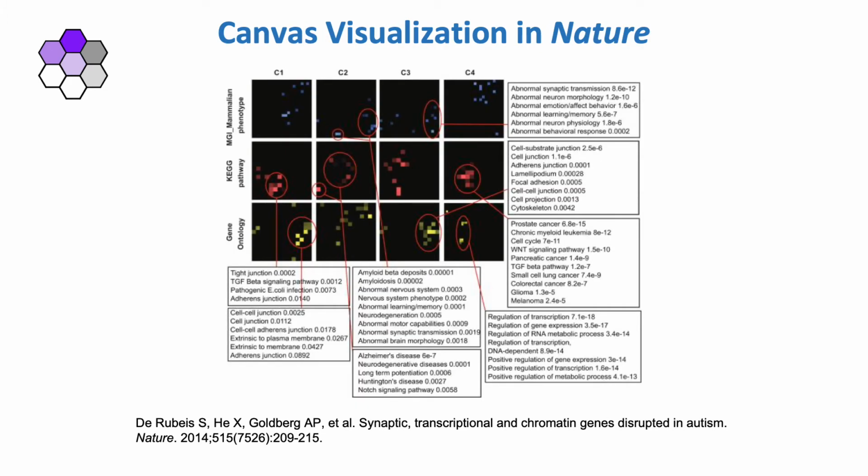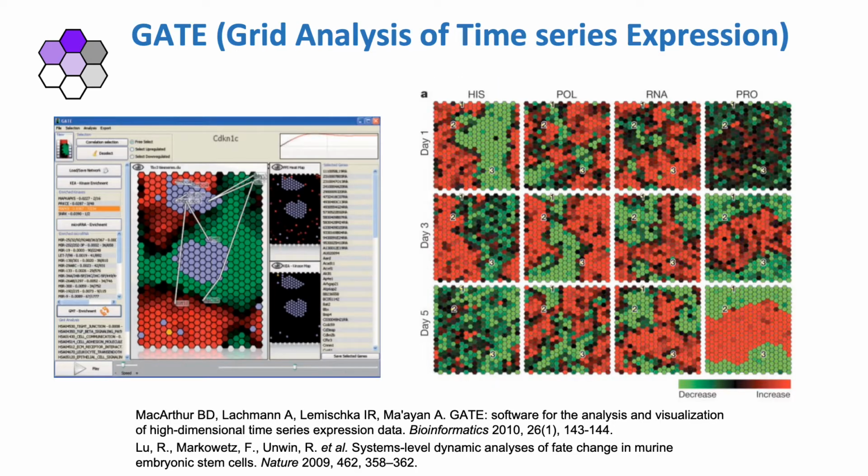Here's an example of Canvas visualizations that were published in a paper in Nature about genes disrupted in autism. You can see that the canvas provides a compact way to visualize the enrichment analysis results, but these canvases took a long time to prepare and squares are not the best tessellation option.